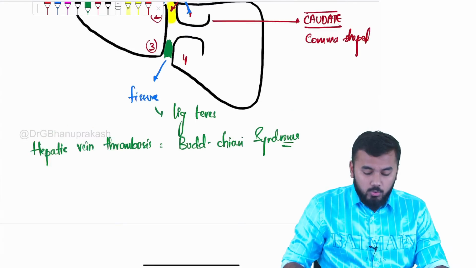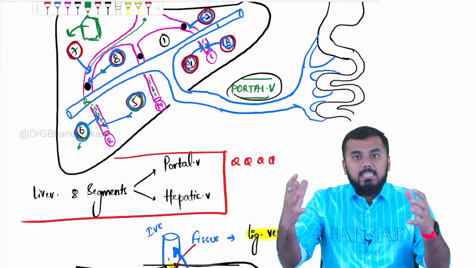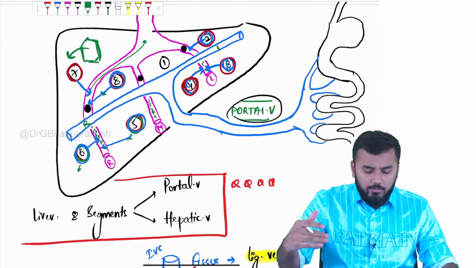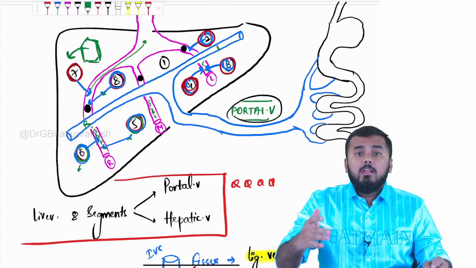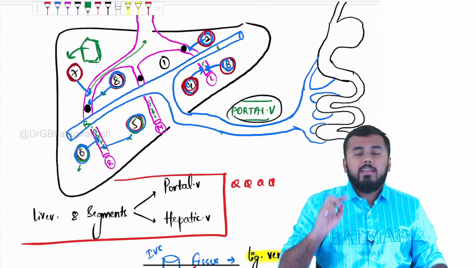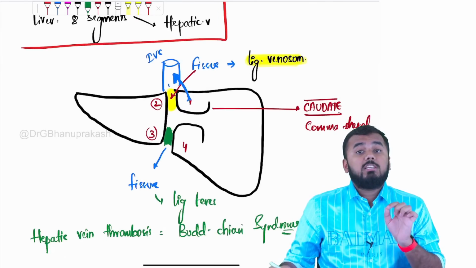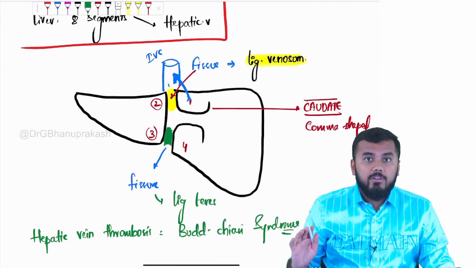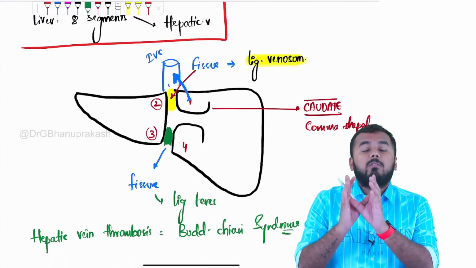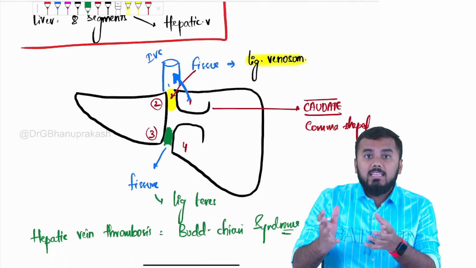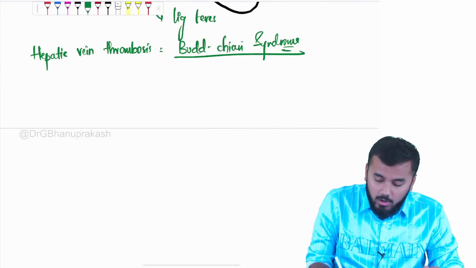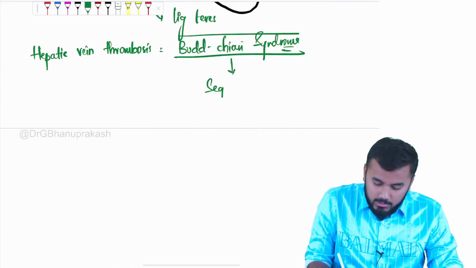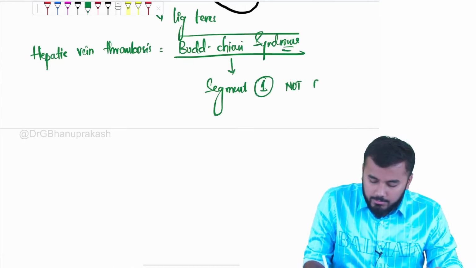The examiner will ask you, all the segments like 2, 3, 4, 5, 6, 7, 8, all of them are affected because they were draining into the right and left hepatic veins. But the only segment which is not affected is segment number 1, because segment number 1 directly enters into the inferior vena cava. So that is the reason why segment number 1 is all the time spared. It is healthy. In Budd-Chiari syndrome, segment 1 is never ever involved, it is not disturbed.